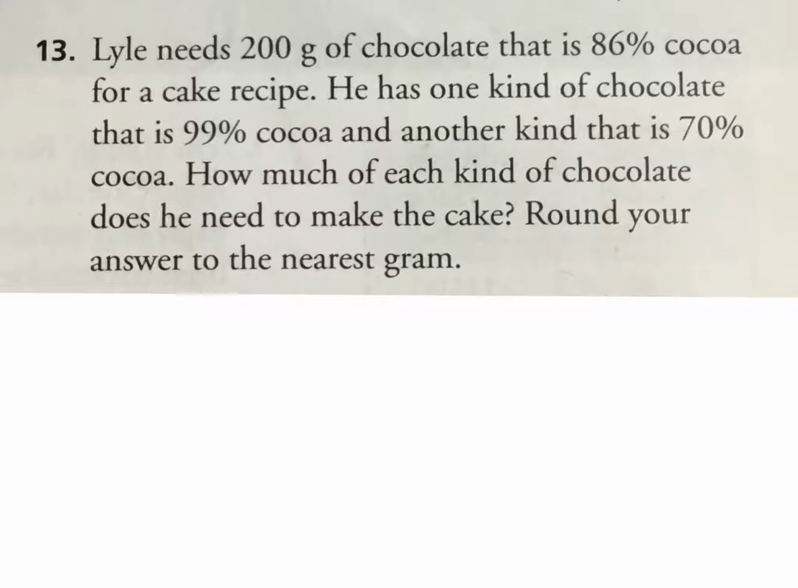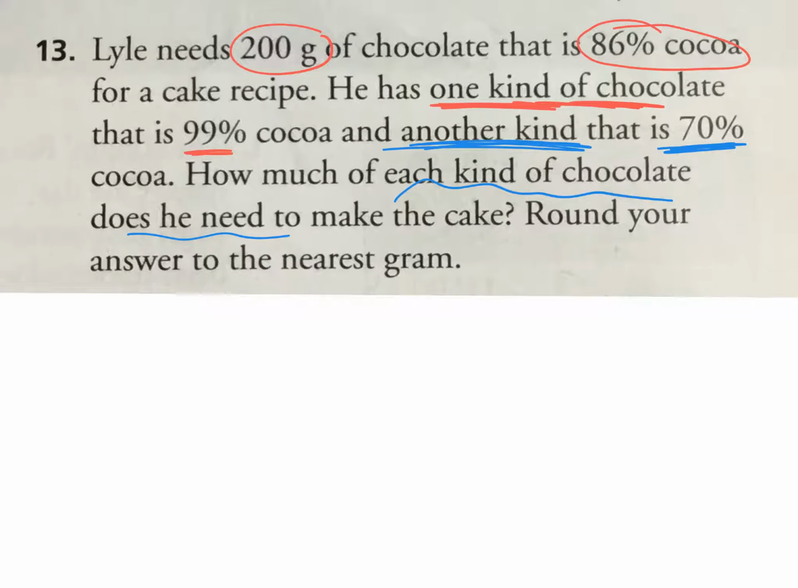Okay, so Lyle needs 200 grams of chocolate that is 86% cocoa. So of those 200 grams, 86% is cocoa. And he has one kind of chocolate, hint, hint, that's 99% cocoa, and another kind of chocolate that is 70% cocoa. How much of each kind of chocolate does he need? We need to know how much of each kind.